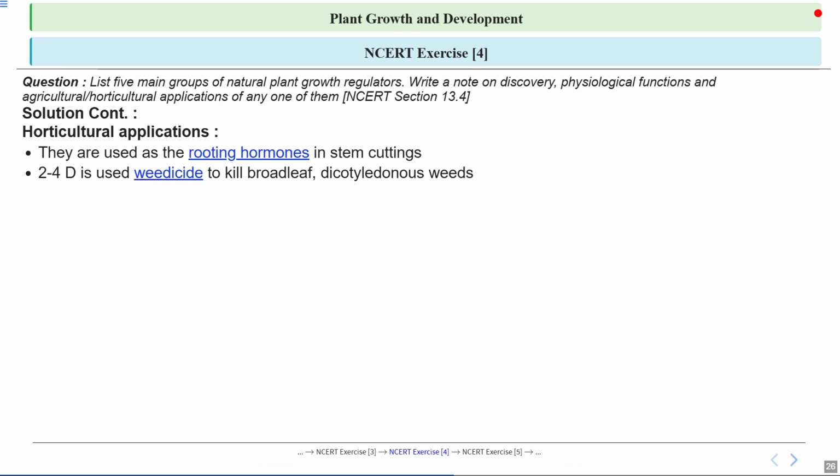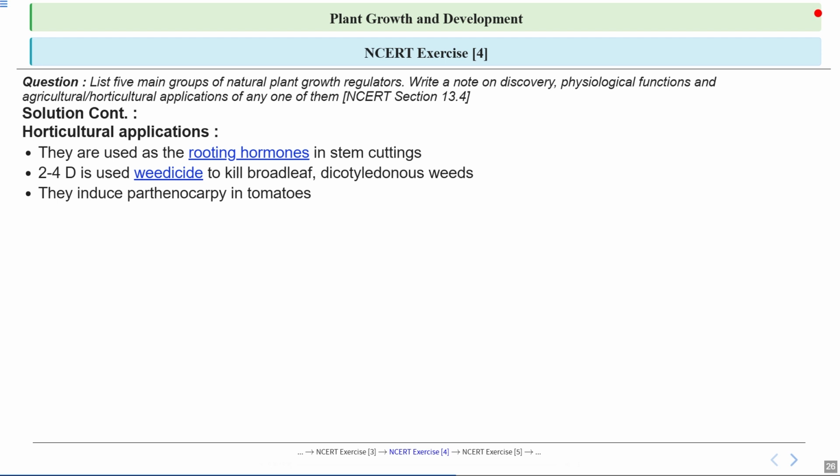Another important use is as a weedicide. The synthetic auxin 2,4-D is used to kill broadleaf dicot weeds without harming crops like wheat or rice. This selective action helps farmers manage weeds very efficiently.